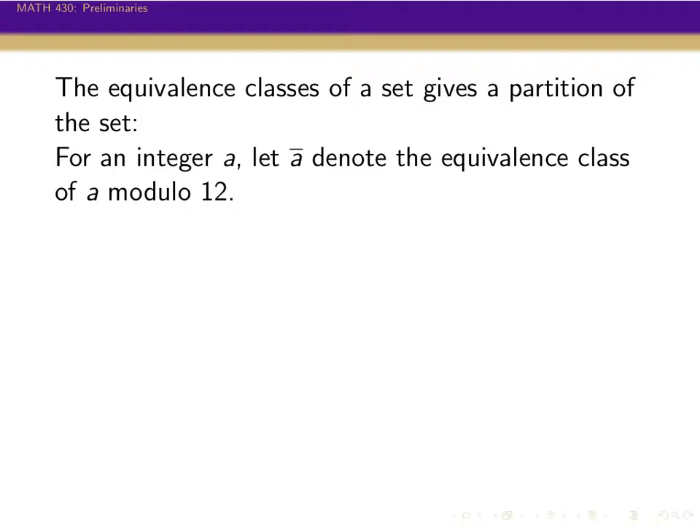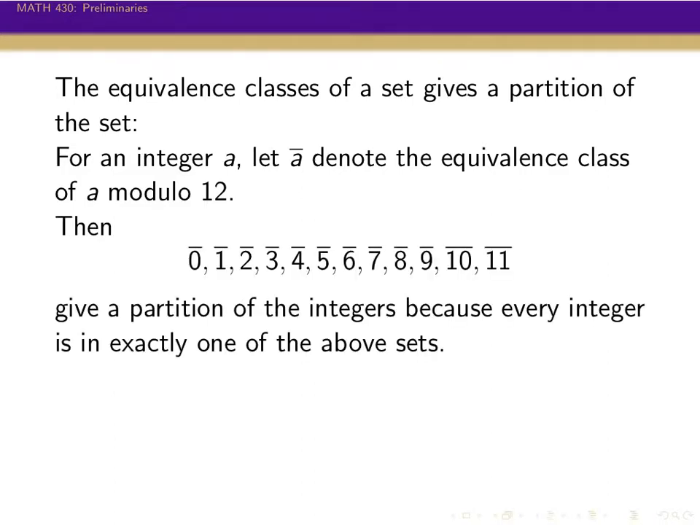So let's think about this. We've been doing a lot with modulo 12, so let's keep going that way. For an integer a, we're going to let a bar denote the equivalence class of a. So this is all the numbers that are congruent to a modulo 12. Okay, well, you can think it out. Based on what we saw before with remainders, what are all the possible remainders you can get modulo 12? Well, that would be 0 through 11. If you take any number and divide it by 12, you're going to get one of these remainders. And so when we take the equivalence class of each of these remainders, every integer is going to fall into one of those. So this gives a partition of all of the integers, because every integer is going to fall into exactly one of these classes.